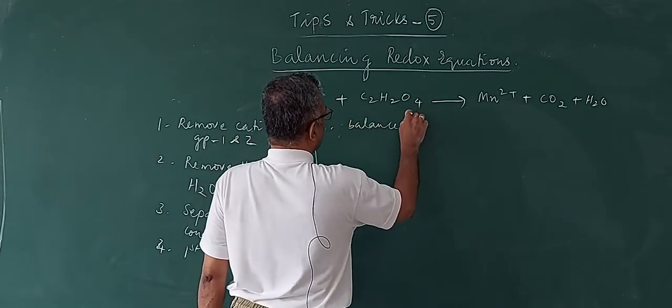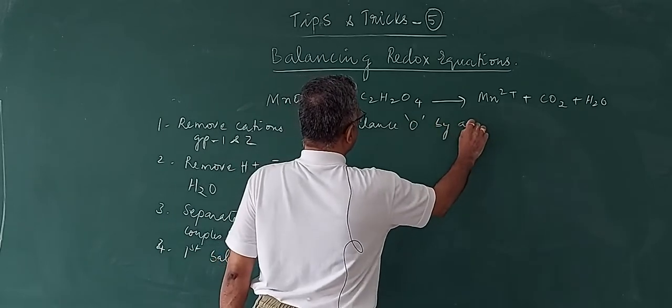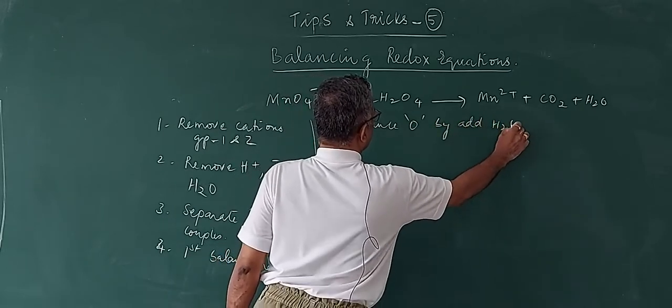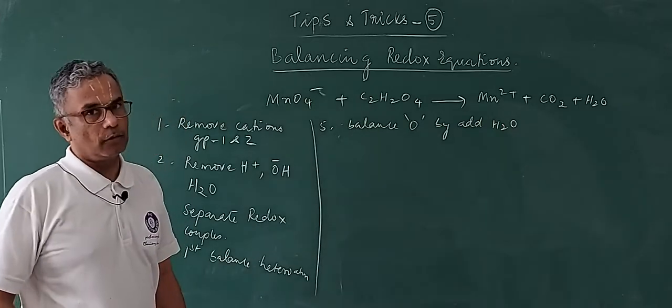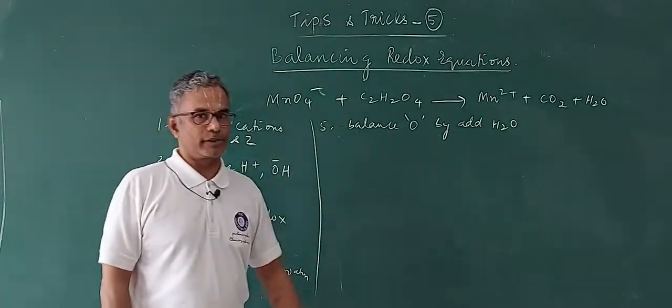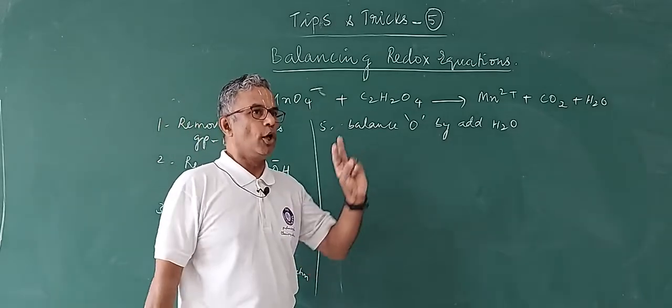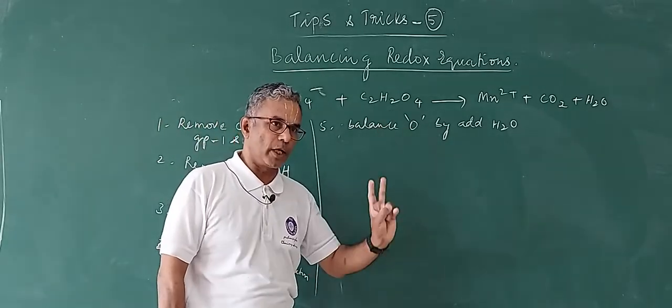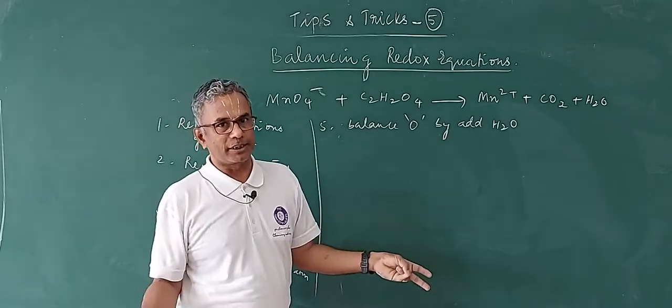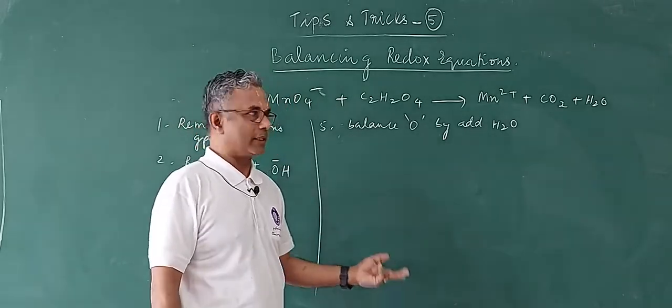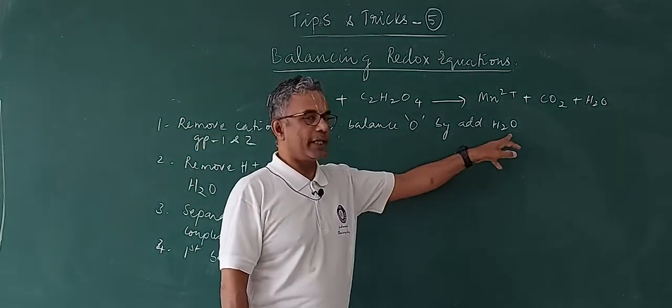Then next, you balance oxygen by adding water. On whichever side the oxygen is less, however much is less, you add that many water molecules. Suppose 2 oxygen is less on one side, you add 2 water molecules. 1 oxygen is less, you add 1 water molecule, like that. So, that is balance O by adding water.